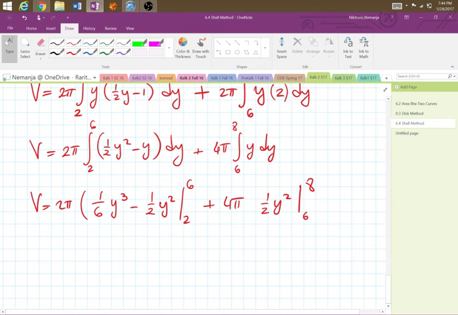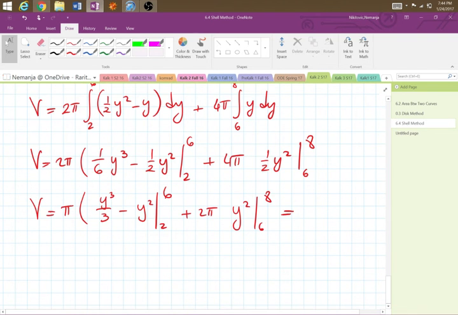In order for us to compute this easier, you can factor out 1/2 on the first integral and cancel the 2 in front. So you will have pi y cubed over 3 minus y squared from 2 to 6 to compute. And on the second one, kill the half, so plus 2 pi y squared from 6 to 8. Come on, 280 pi over 3.